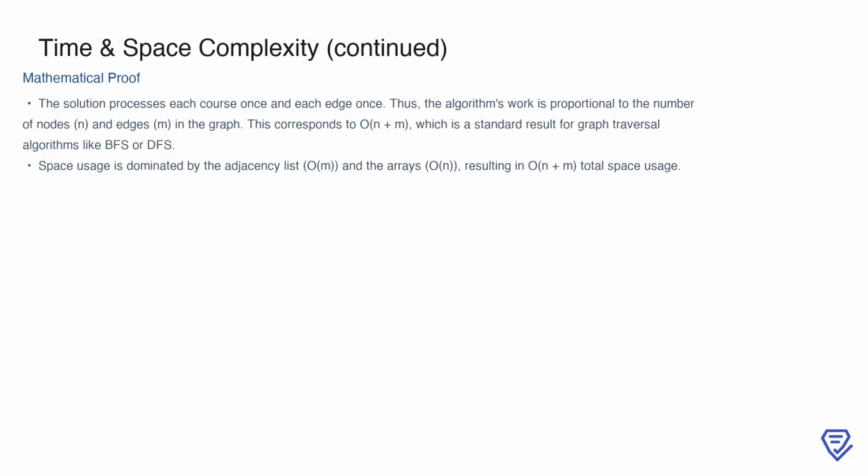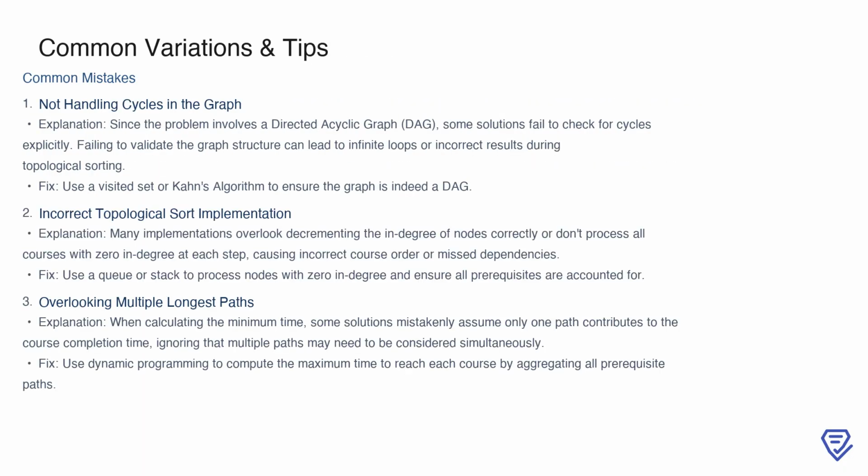One of the most common mistakes in this problem is failing to handle cycles in the graph. While the problem guarantees a directed acyclic graph, it's still good practice to validate the graph structure explicitly. If cycles exist, they can lead to infinite loops or incorrect results during topological sorting. A good way to address this is by using a visited set or implementing Kahn's algorithm, which ensures the graph is acyclic as you process it.